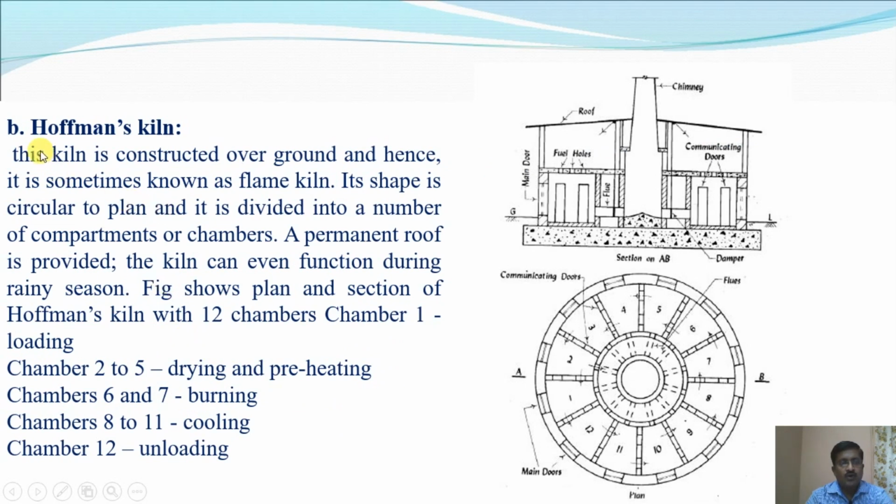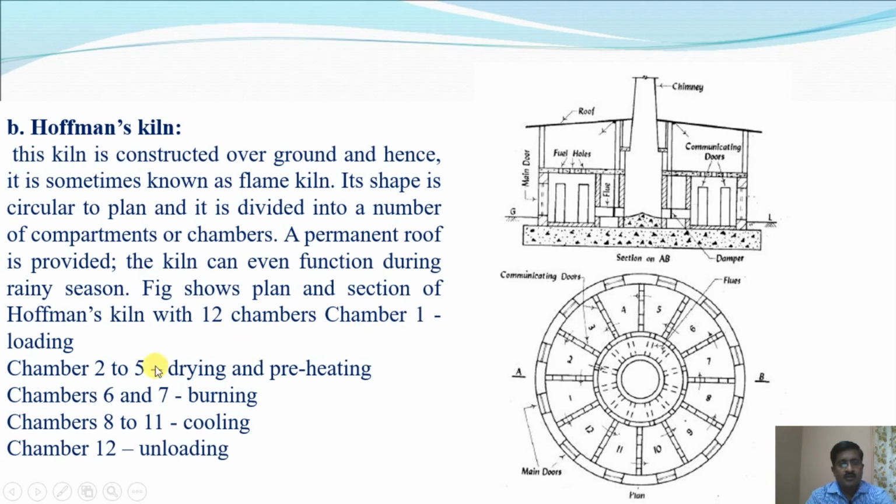Next one is Hofmann's kiln. This kiln is constructed over the ground and hence it is sometimes known as a flame kiln. Its shape is circular in plan and is divided into a number of compartments or chambers. A permanent roof is provided. The kiln can even function during the rainy season. The figure shows the plan and section of a Hofmann kiln with 12 chambers.